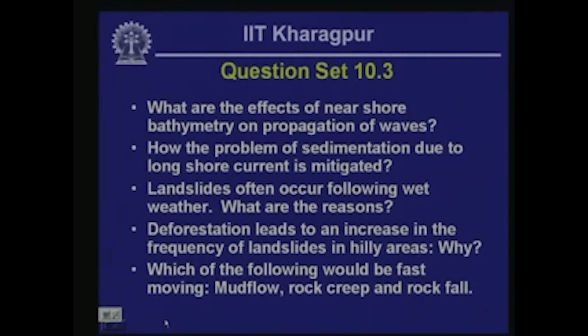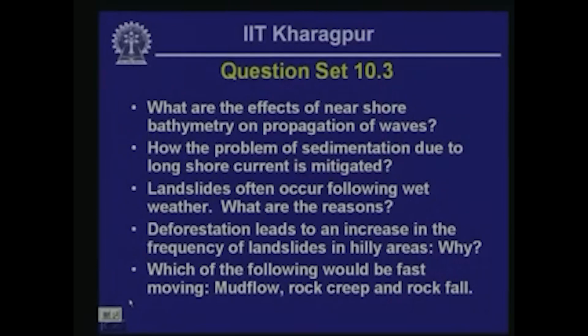Fifth question that I asked was, which of the following would be fast moving: mud flow, rock creep and rock fall. So among the three, both mud flow and rock fall are going to be fast moving instabilities, or the velocity associated with the movement of unstable mass is going to be quite large. On the other hand, rock creep is typically a slow moving feature, slow moving process. Okay, so that takes care of the question set of the previous lesson.